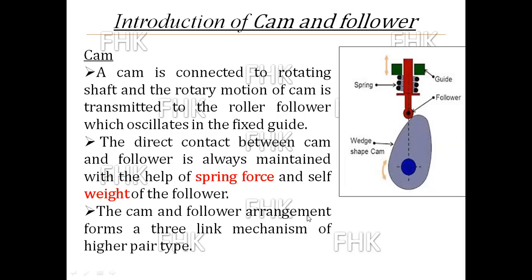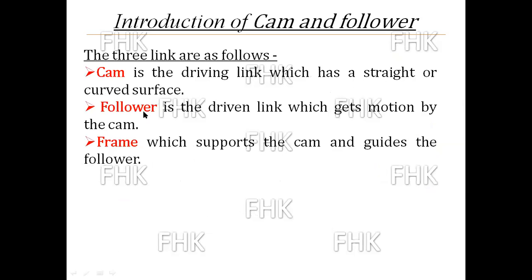The cam and follower arrangement forms a three-link mechanism of higher pair type. The three links are as follows. The cam is the driving link which has a straight or curved surface. The follower is the driven link which gets motion from the cam. And third, the frame which supports the cam and guides the follower, as you see in that figure.